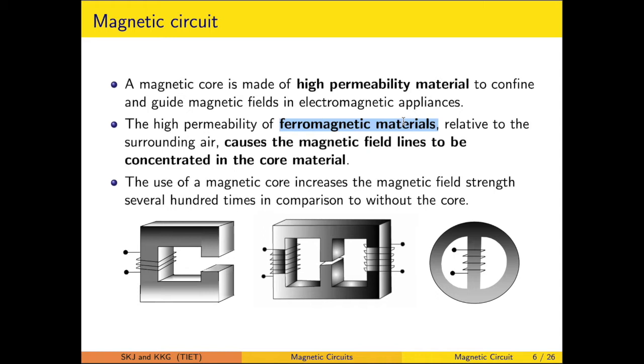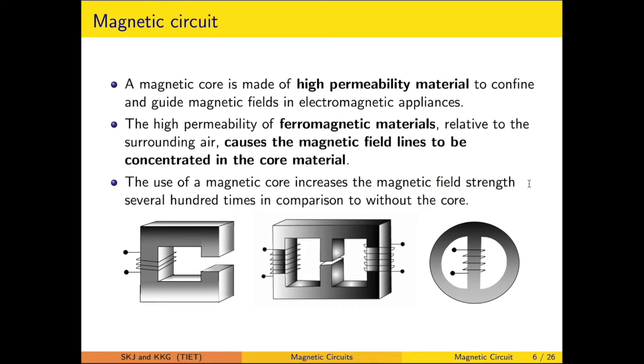The purpose of using the core of high magnetic permeability material is to confine the lines of flux within the core. So basically this core is providing a convenient media or path for the lines of flux. Now when this is of high permeability material, it results in an increase of the magnetic field strength. This we will be seeing also.